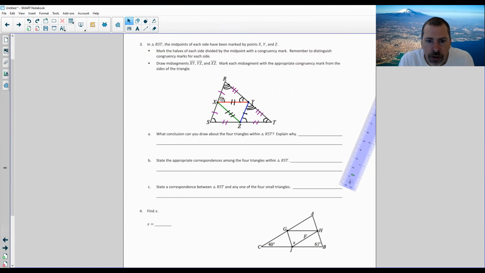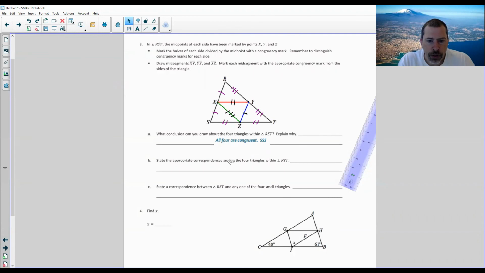So let's just ignore the angle congruencies because that confuses this diagram. And if we just get it down to this, now we have four triangles with 1, 1, 1, 2, 2, 2. So 1, 2, 3 marks, 1, 2, 3 marks, and 1, 2, 3 marks. So all four triangles are congruent by side, side, side. Okay, all four are congruent by side, side, side.